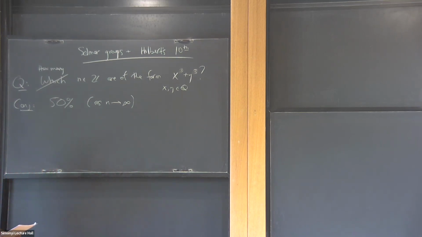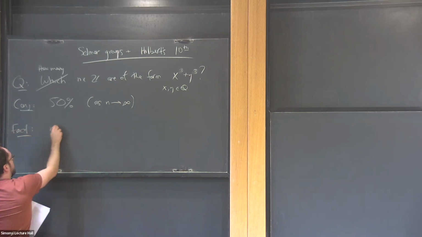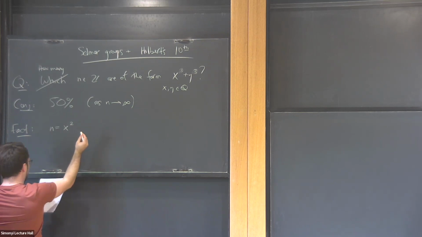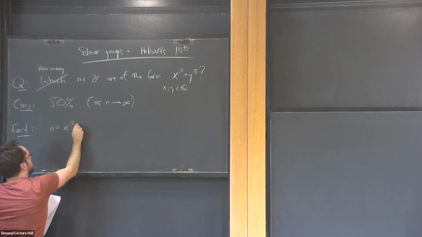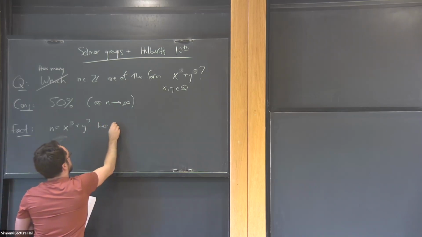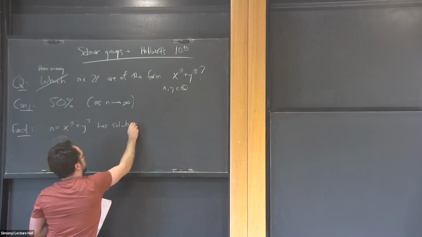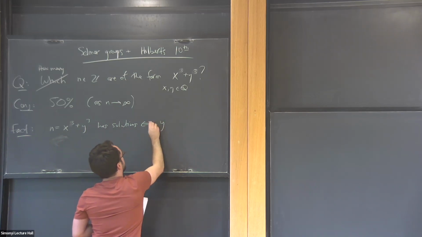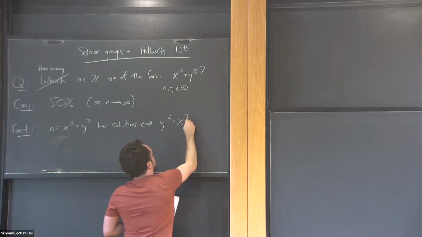So we need to step way back. Here's an algebraic fact that you can work out on your own. I will not attempt to do it here, but this equation has solutions in the rational numbers, for fixed n, if and only if this equation has solutions.